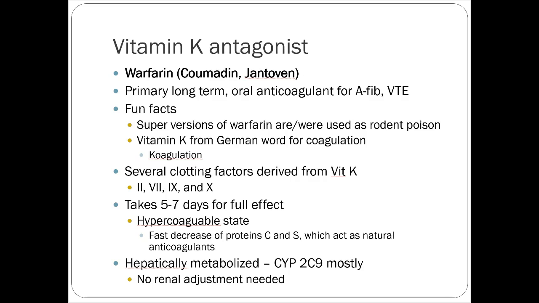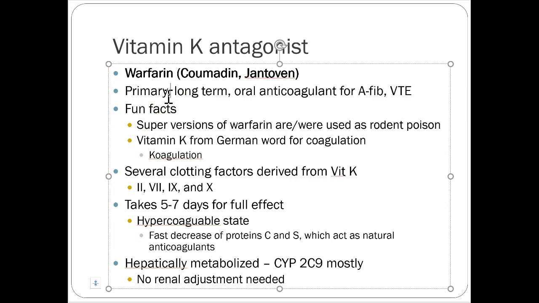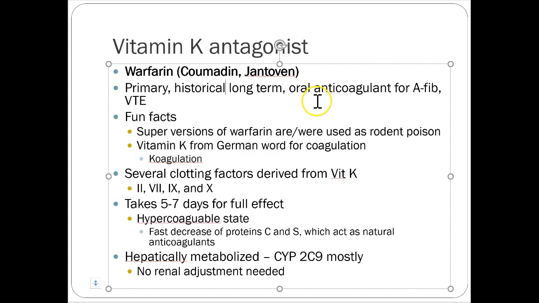Vitamin K antagonist, aka warfarin. There's only one drug on the market that's a vitamin K antagonist, and it is warfarin, aka Coumadin. Jantoven is another brand of warfarin that you might hear used, but it's all the same thing technically. This is the primary long-term oral anticoagulant. I should say historical maybe at this point. I feel like warfarin's falling more and more out of favor lately, which has its pros and cons. Anyway, it's the oral anticoagulant for AFib and venous thromboembolism, and it has been the gold standard for anticoagulation for decades.